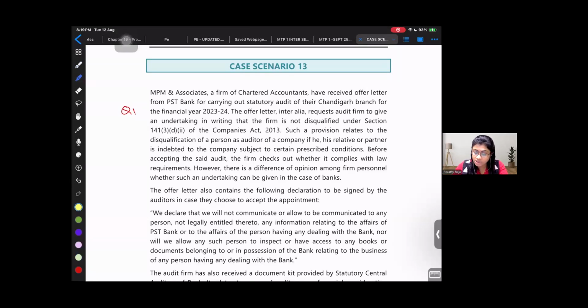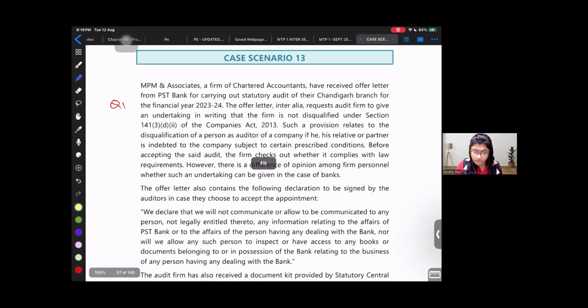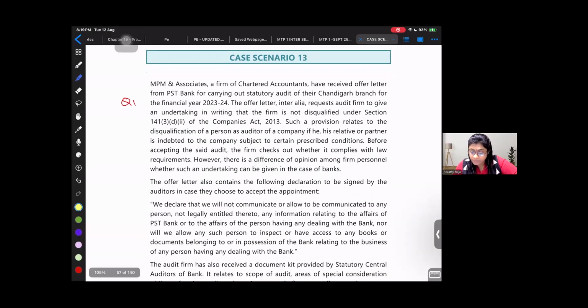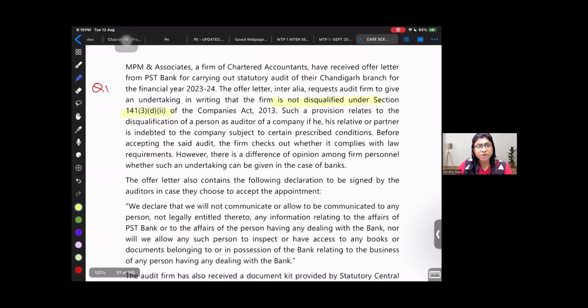MPM Associates, Chartered Accountants, has received an offer letter from the bank for carrying out the audit of Chandigarh for the year. The offer letter requests the audit firm to give an undertaking in writing that the firm is not disqualified under section 141(3)(d)(ii) of the Companies Act. Do you guys know what is 141(3)(d)(ii)?